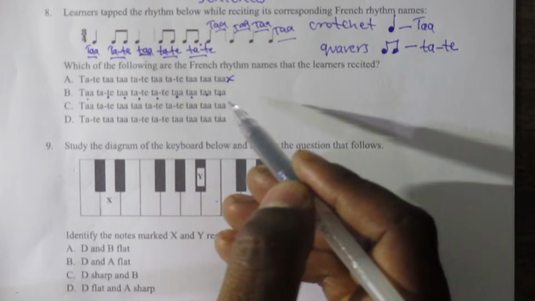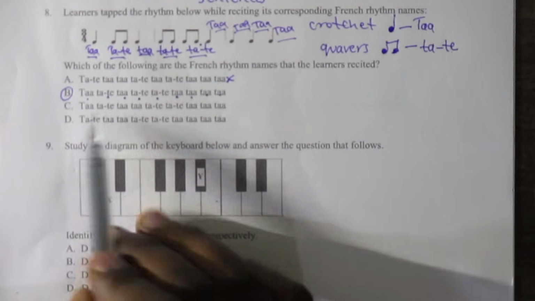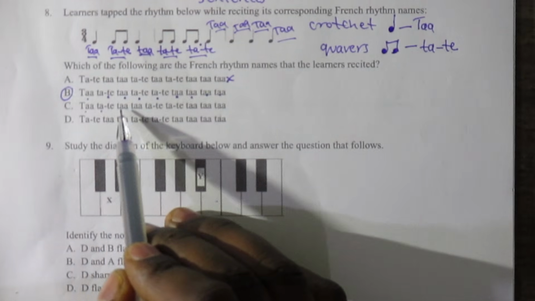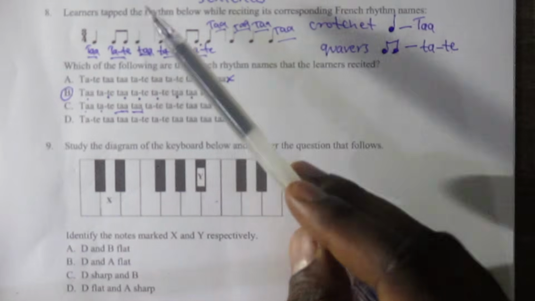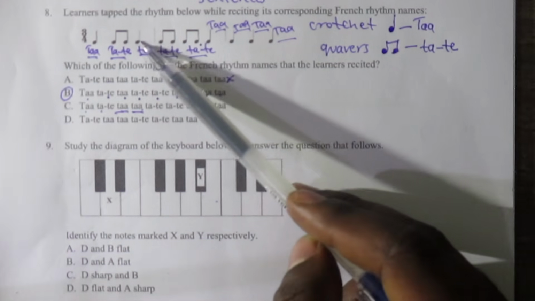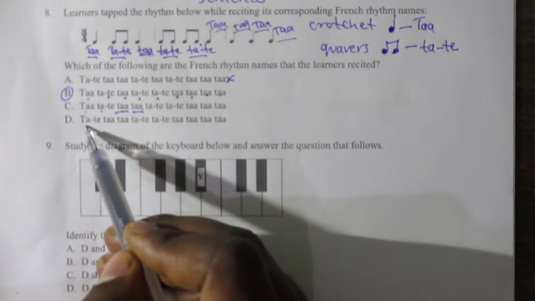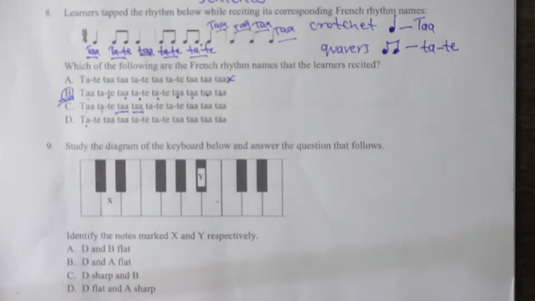That means B will be the best answer in this question, because when I look at C, it has a ta, ta te, and 2 tas which follow each other here, and up here we do not have that. This is just 1 here. Then D starts with a ta te, which is not correct, so B is the best answer.